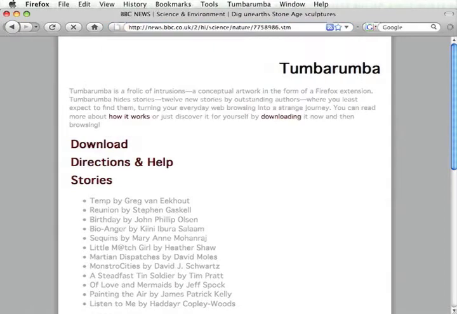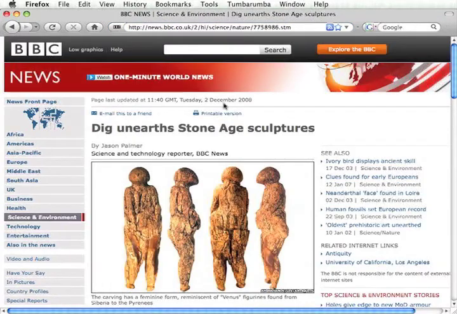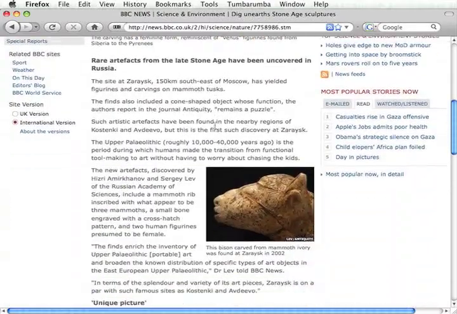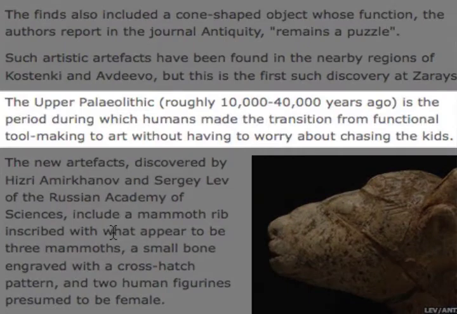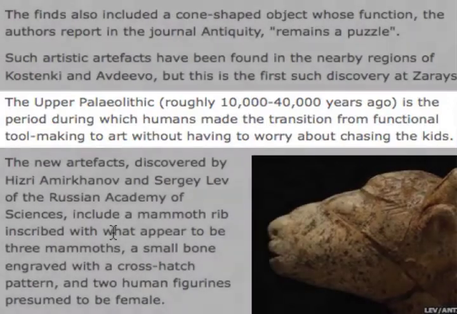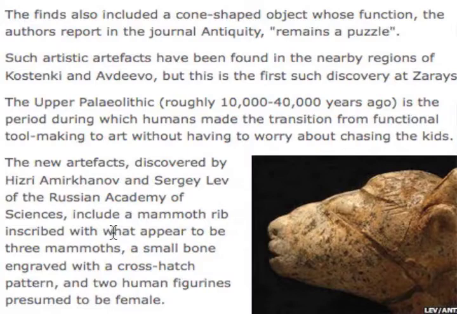But nevertheless, the first is on the BBC News website, and if I scroll down to the fourth paragraph, it says, "The Upper Paleolithic, roughly 10,000 to 40,000 years ago, is the period during which humans made the transition from functional tool making to art without having to worry about chasing the kids." When I read that, it doesn't sound quite right. I'm a little suspicious, so I'm going to roll my cursor over that phrase, and sure enough, the cursor changed to a pointer cursor, and that's a clue to me that this is actually the effect of the Tumbarumba add-on.